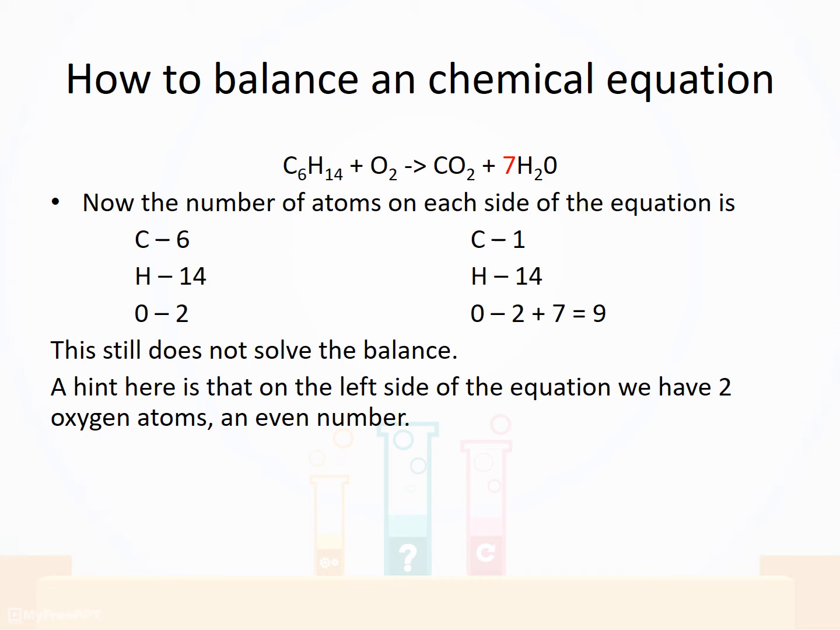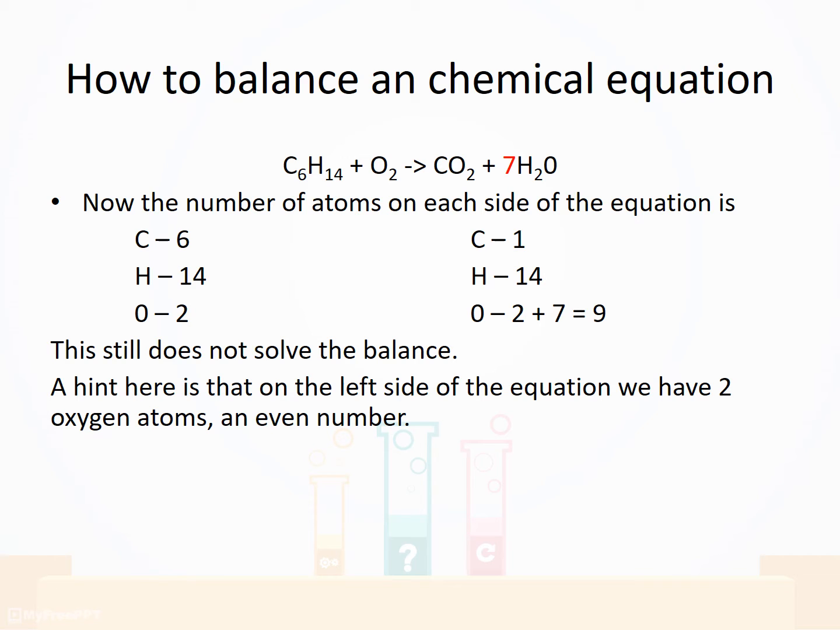One of the hints that is important to pick up is that on the left-hand side, we've got O2, which is the oxygen molecule. So every number that we multiply that by is going to be an even number. But if we put the 7 outside of water, we've got 14 hydrogens, but we've got 7 oxygens, which is an odd number. And our problem is we're never going to make that an even number unless we make this an even number in the front, the 7. So how do we do that?